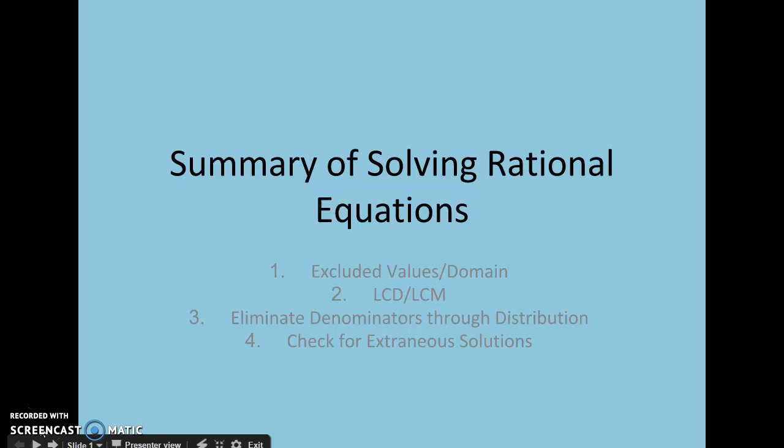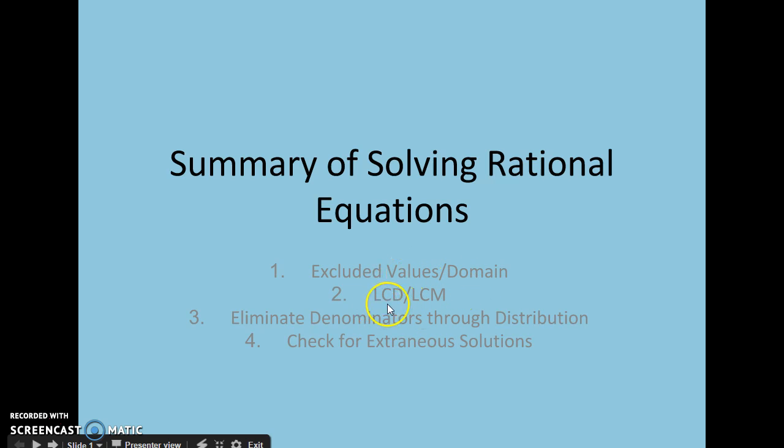Hi everyone. I wanted to make sure that we have one more summary of what we are looking for and how we can solve rational equations. Some of the key points that we need to cover are making sure that we understand how to find the excluded values or define the domain. That would be for the value of x, making sure that we understand what x can and cannot equal.